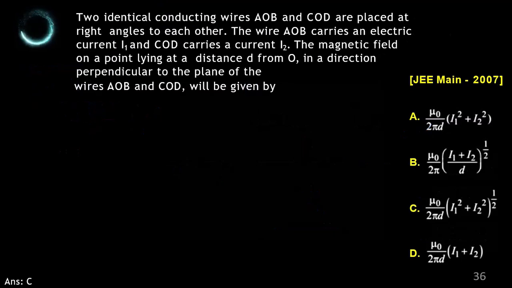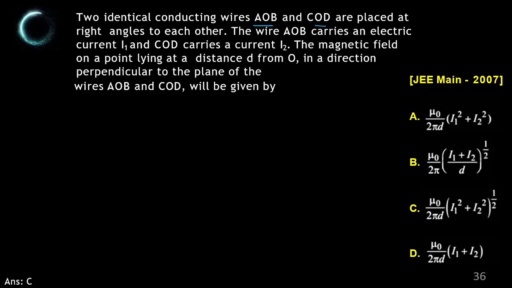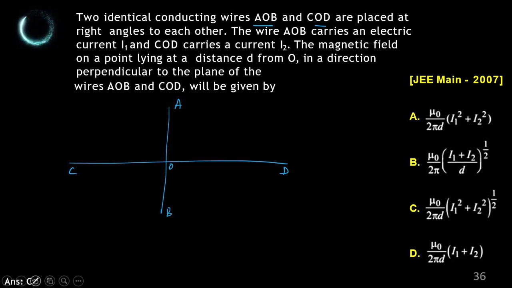Similarly, this is another variety of question where two conducting wires AOB and COD are placed at right angles to each other. Let us see, this is one wire, this is the other wire. Let us say this is the AOB wire, this is the COD wire. The wire AOB carries the electric current I1. So for the wire AOB, this is the direction of the current I1. And the current carried by COD is I2.